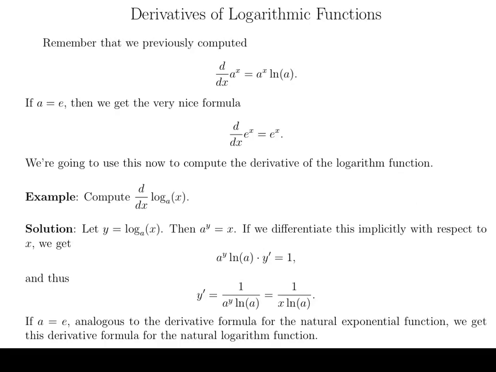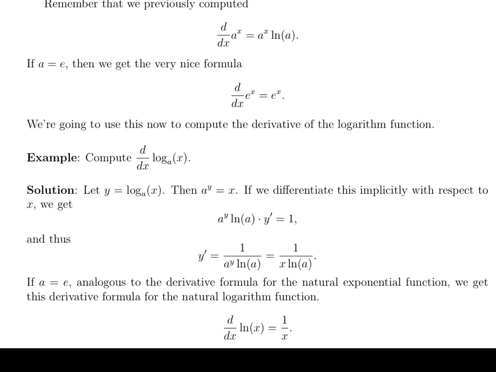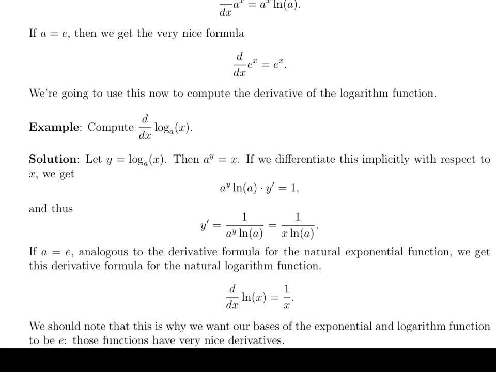Notice that if a happens to be equal to e, then we get a nice formula for the derivative of the natural log function. This is an analog to the nice derivative formula for the natural exponential function. We can write it like this: the derivative of log of x, the natural log of x, is equal to 1 over x. I'd like to point out that this is the reason why we want the bases of the exponential and logarithm functions to be e. Those functions have very nice derivatives.